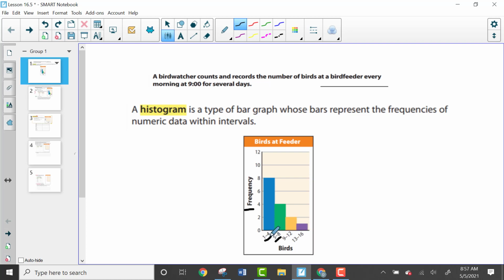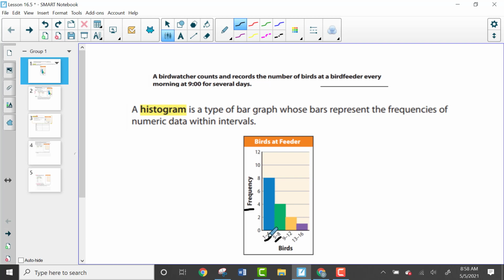Now, it does not show us whether it's 2 birds, or for this one, for example, 4 birds. It just says 1 to 4. So understand that the numeric data has intervals with your histogram. You're not going to be able to necessarily tell the mean of the amount of birds, or the mode, or the range, or anything like that. This just gives you the intervals of those different numeric data.